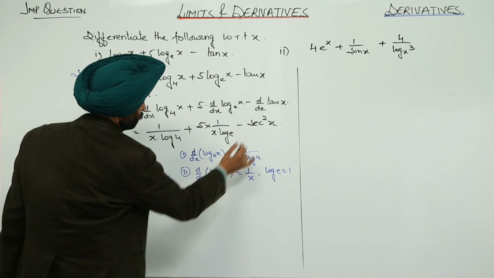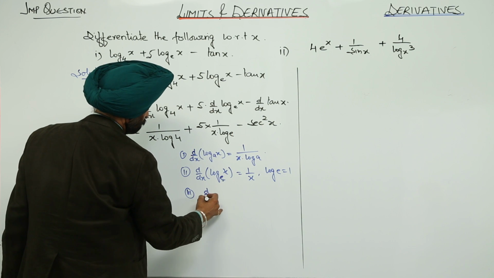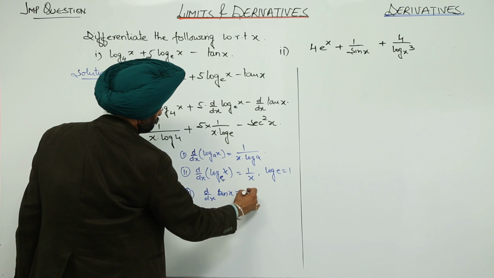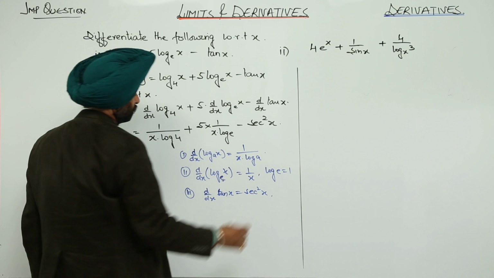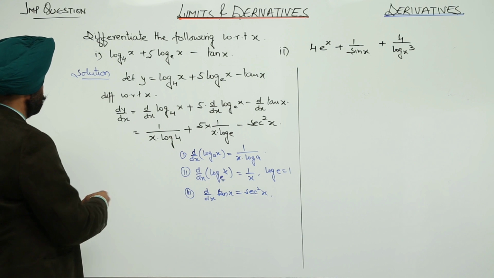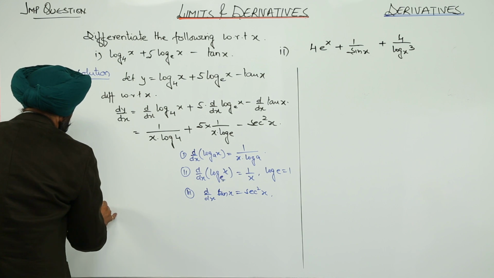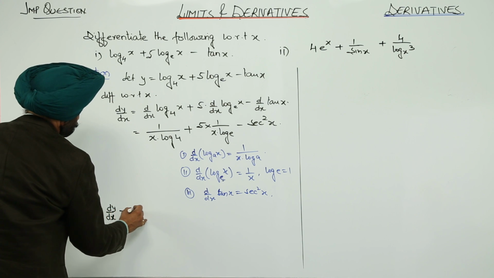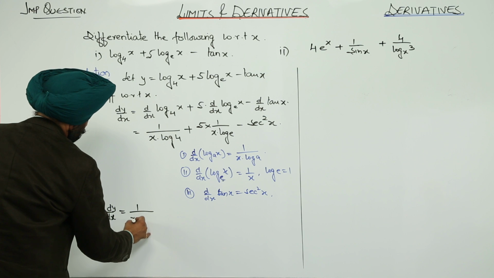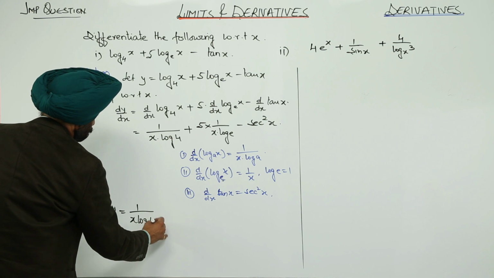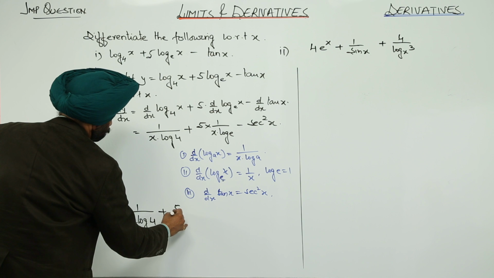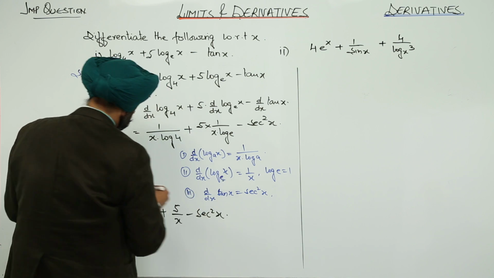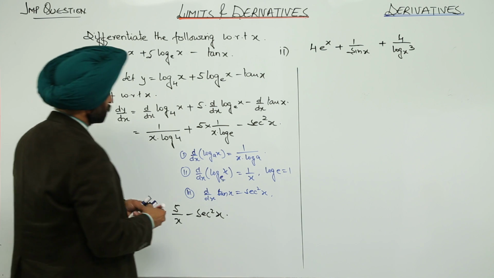And number 3, we have used d by dx of tan x. This is secant square x. Okay. Now, dy by dx is equal to 1 upon x log 4 plus 5 upon x minus secant square x. Answer for the first part.